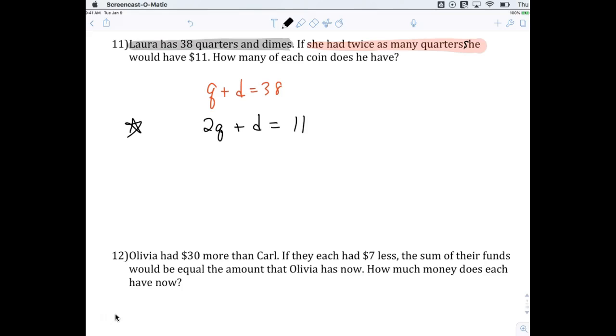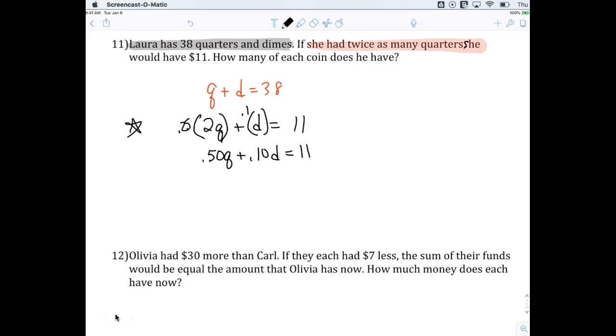Yes, very good. Because that will change the amount of coins to what? Money. So here's what I need: 0.25 for the quarters and 0.1 for the dimes. Everybody has to do that. So when I do that, it would be 0.25Q plus 0.10D is equal to 11. Is everybody happy with that?